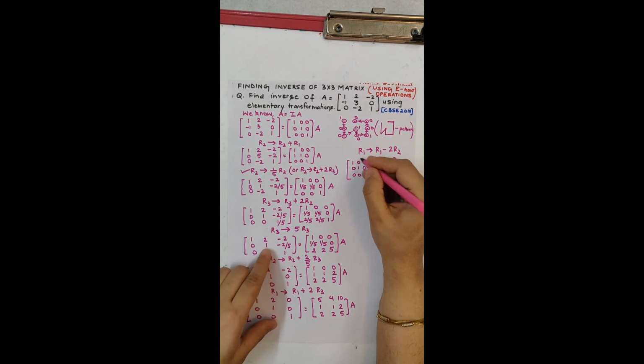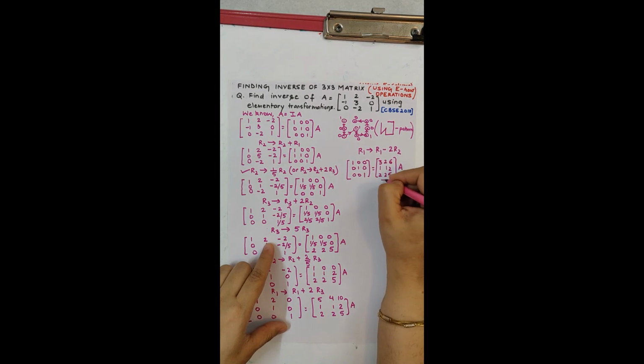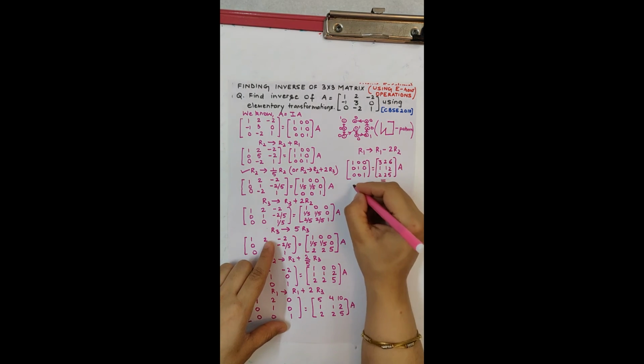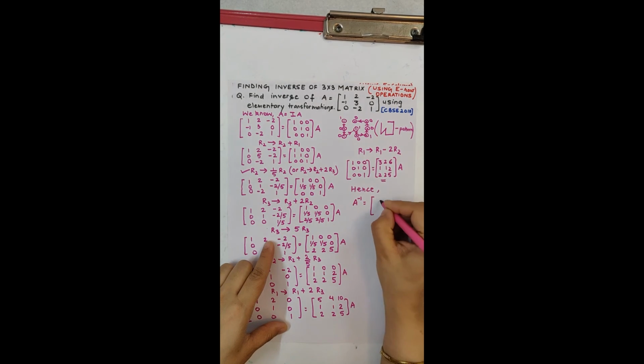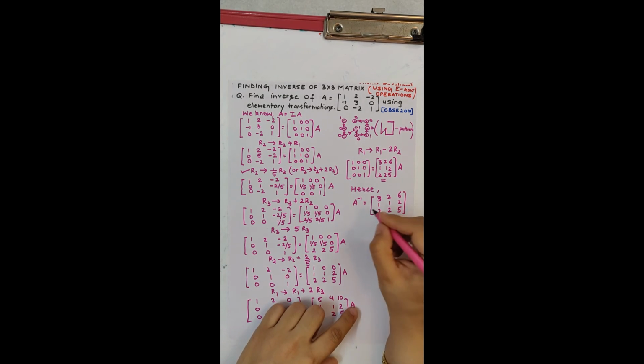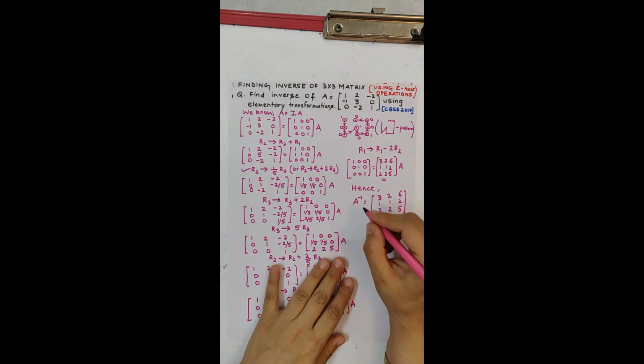So we have reached the identity matrix, and hence this matrix will be A inverse. So we write down our conclusion that hence A inverse is equal to the matrix 3, 1, 2, 2, 1, 2, and then 6, 2, 5. Alright, so this is how you go about finding inverse of a 3 cross 3 matrix.